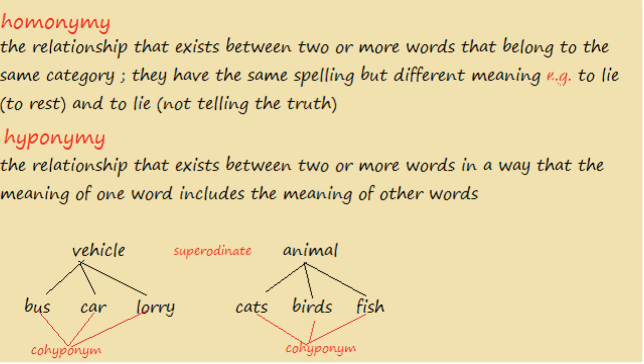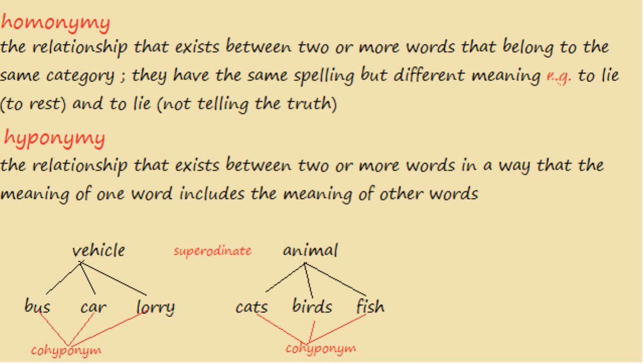Then we move to hyponymy, which is also known under the name of inclusion. It is the semantic relationship that exists between two or more words in a way that the meaning of one word includes the meaning of the other word. For example, if we say vehicle, it includes bus, car, lorry. Another example such as animal, it includes cats, birds, fish, almost all, we can say all animals.